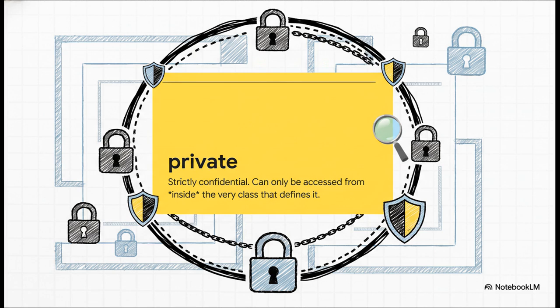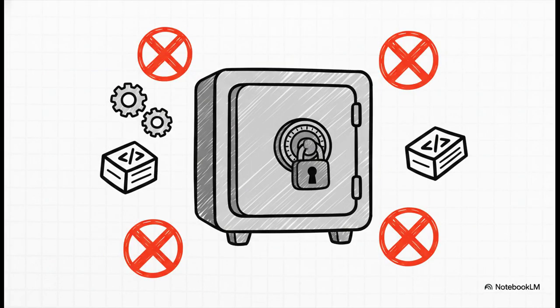This is maximum security, Fort Knox. When a piece of information is marked as private, it is completely and totally locked down. It can only be seen or changed by code that lives inside that very same blueprint. Nothing else can touch it. This is the equivalent of your personal diary or maybe your bank account PIN.